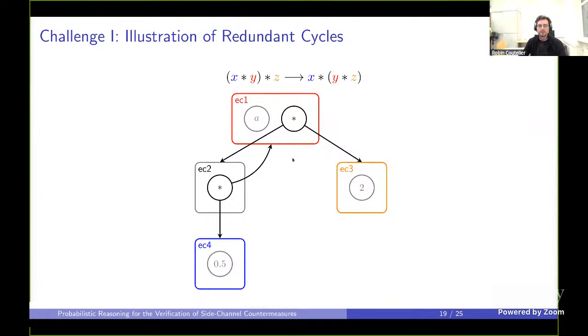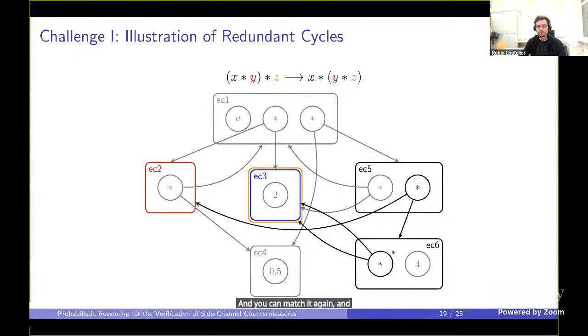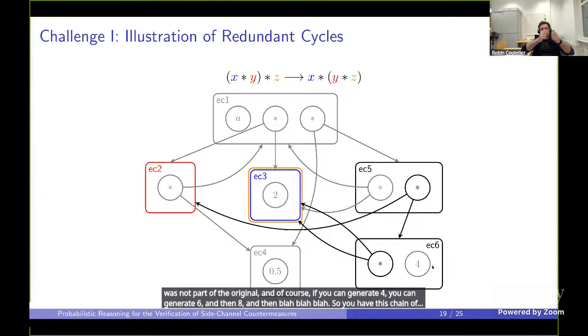So the way this happens, briefly, is if you match the associativity rule, you generate a new node, and you can match it again, and then generate this new node, which is 4, which was not part of the original. And of course, if you can generate 4, then you can generate 6, and then 8, and so on. So you have this chain of 2 times 2 times 2 times 2 times 2 times x times half times half times, which is not useful at all.